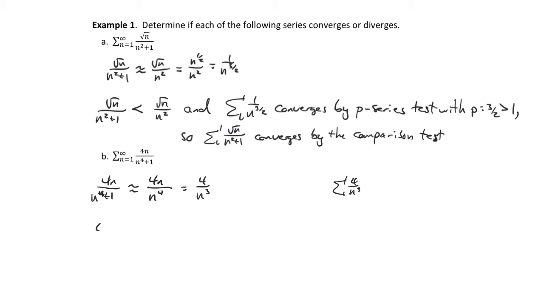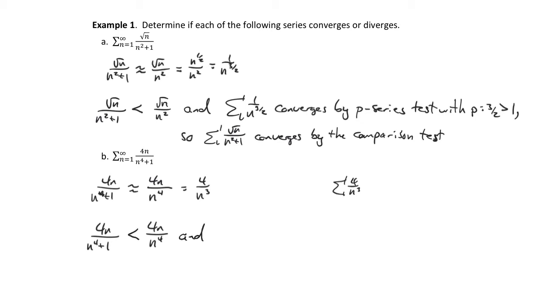Okay, so let's look at this. 4n over n to the 4th plus 1. Let's compare that to 4n over n to the 4th. Why? Because that's what we used to come up with the 4 over n cubed. This is a very similar argument. We have the plus 1 here. We drop that off. Our resulting denominator is smaller. When the resulting denominator is smaller, the resulting fraction is larger.